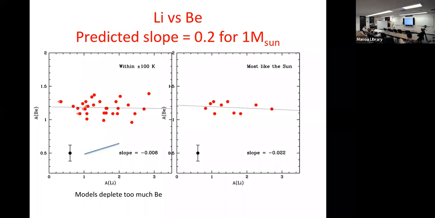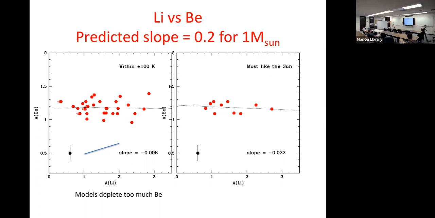However, for one solar mass stars, these models predict a slope between lithium and beryllium of 0.2. And I've tried to draw what a slope of 0.2 would be in that blue line in the left-hand panel at the bottom, which is no match for our stars there that are closest to the sun in temperature.